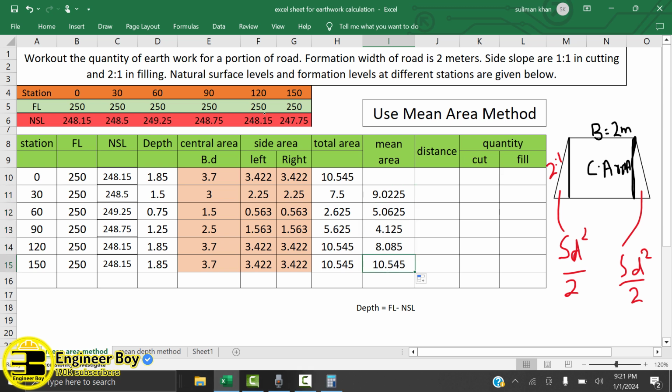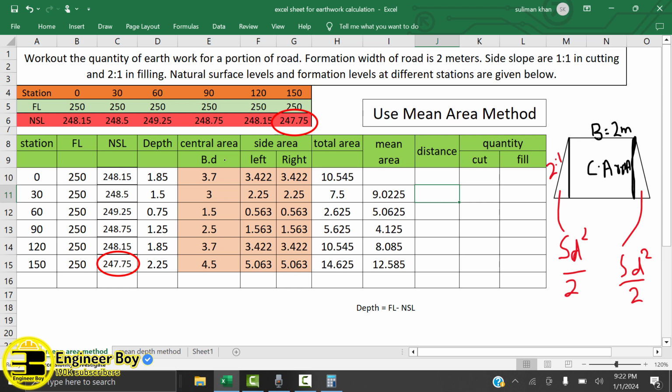But I got a problem over here. We have some missing value. As you can see, the NSL at station 150 is 247. So let me rewrite it: 247 and 0.75. Now let's see what changes are happening over there. So simple, pretty cool.